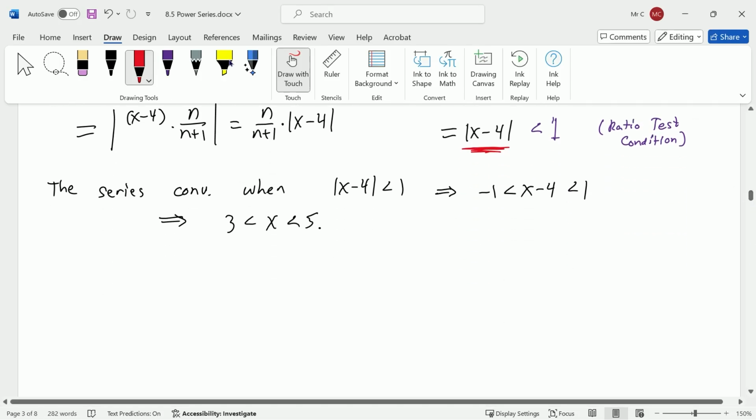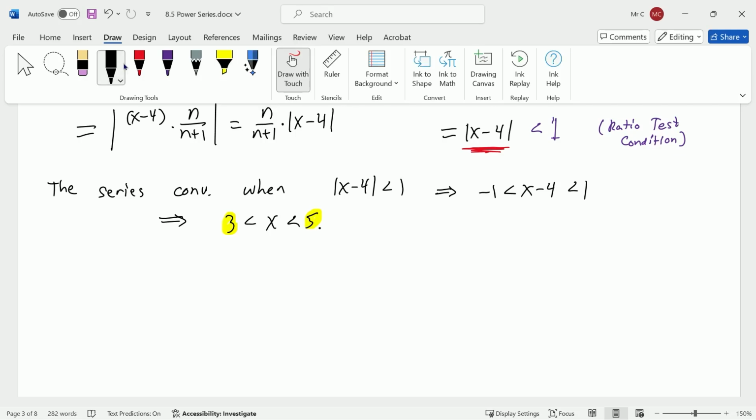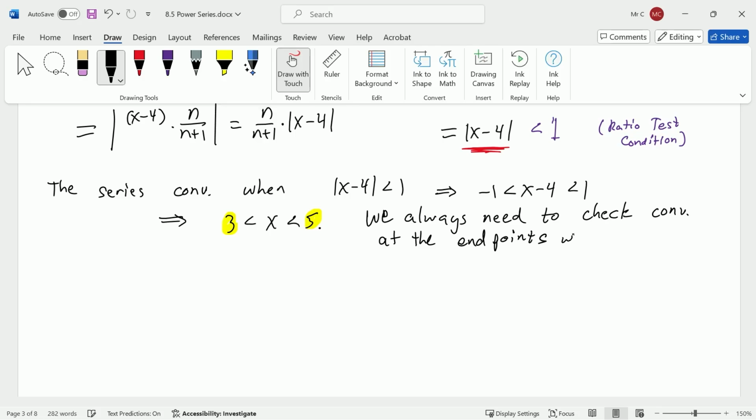So we must always check convergence at the endpoints when using the ratio test. Now, in the first example, we found that the series converged everywhere except for one point. So we had no interval, and we didn't have to check endpoints there. But here, we've got an interval, so we've got to check these endpoints.